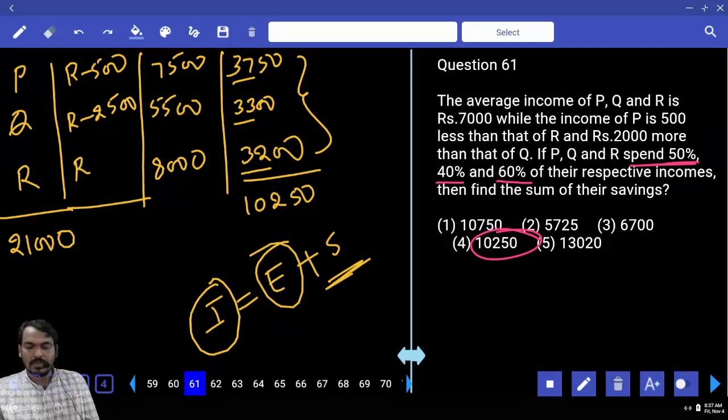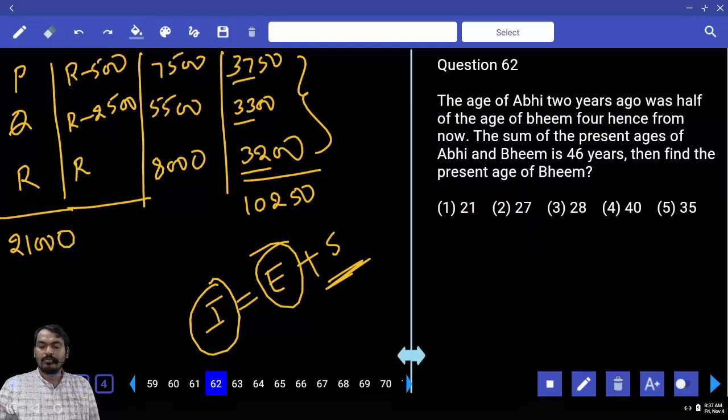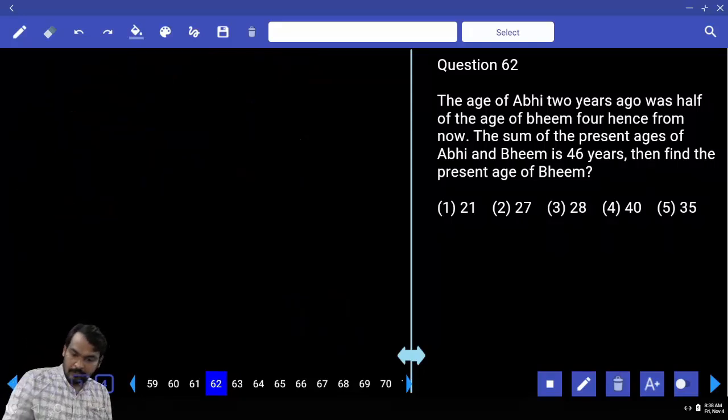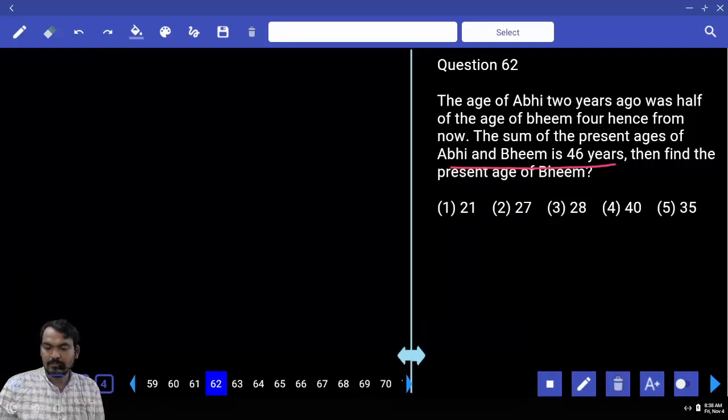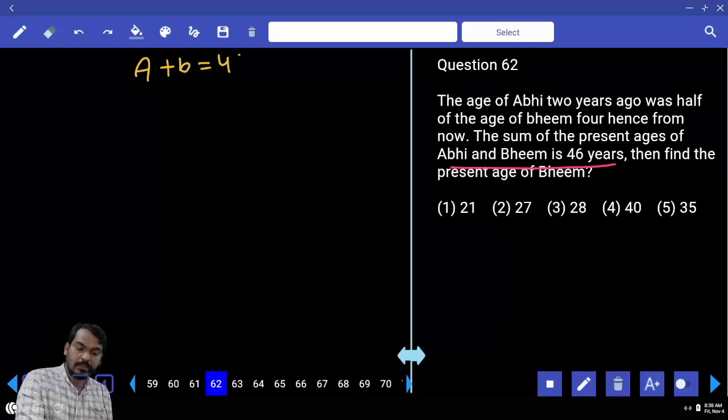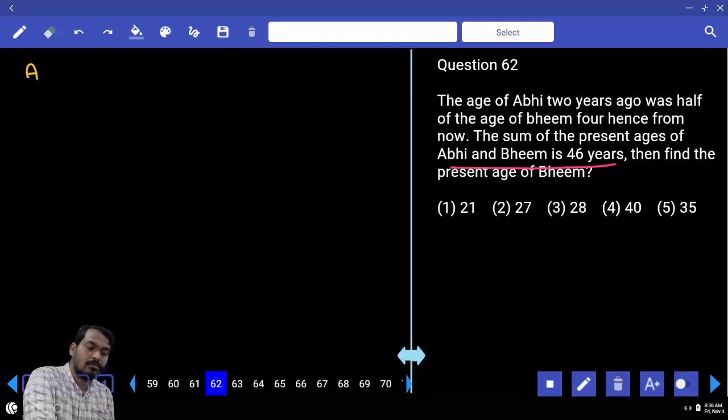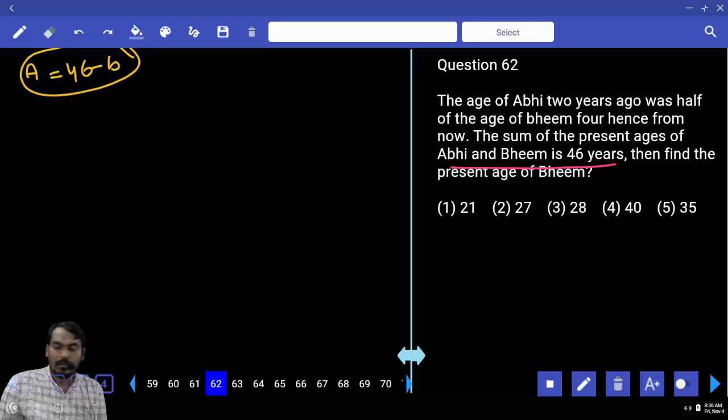Next question number 62. The age of Abhi 2 years ago was half of the age of Beam 4 years hence from now. The sum of the present age of Abhi and Beam is 46 years. Find the present age of which one? Beam. First of all, Abhi and Beam is how many years? 46. A plus B, it is equal to how much? 46. This one I written. A equal to 46 minus B or not? Yes or no? What is the first point?